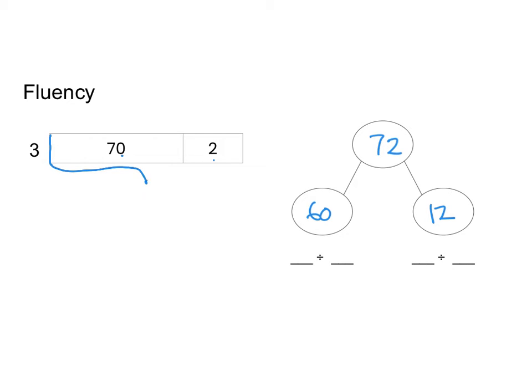But if we do our whole thing, 72, we could say 60 divided by 3 and 12 divided by 3. So 60 divided by 3 is 6 tens divided by 3, which gives us 2 tens, and 12 divided by 3 is 4. So 72 divided by 3 is equal to 24.